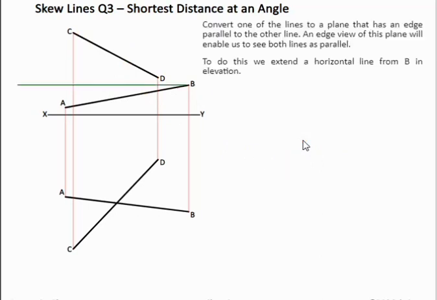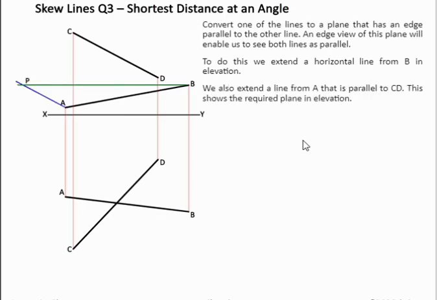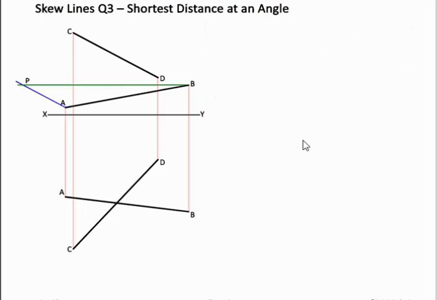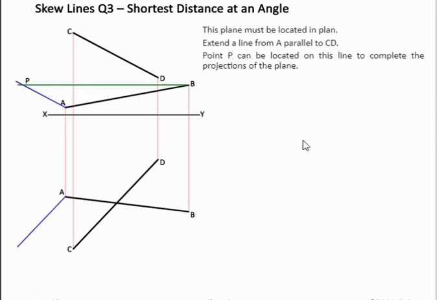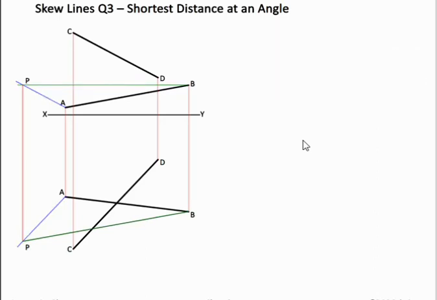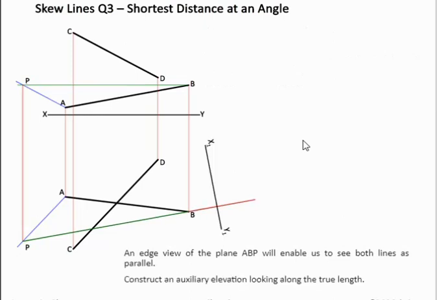So to start this off, we construct a line from B, in this case, horizontal line. So from A, we need to draw a line parallel to CD. That finds us point P. Now we do the same in plan. So from A, construct a line parallel to CD. Bring point P down and then draw our green line, which is our horizontal line. So in plan it's a true length.